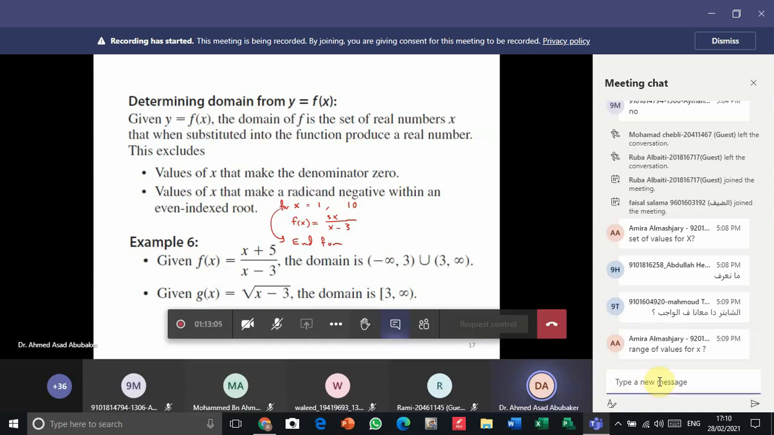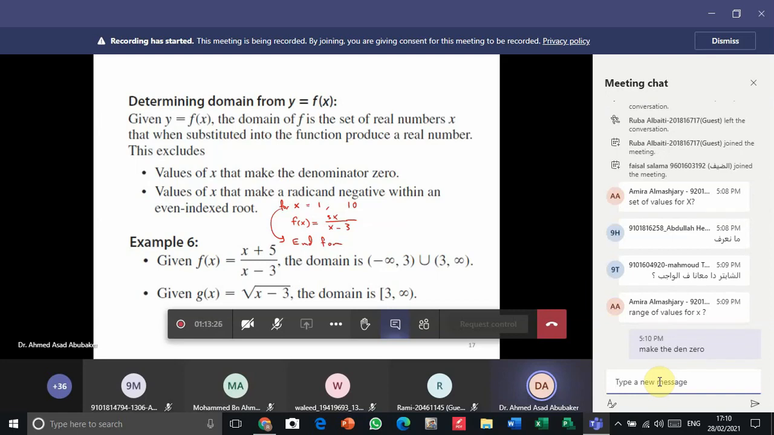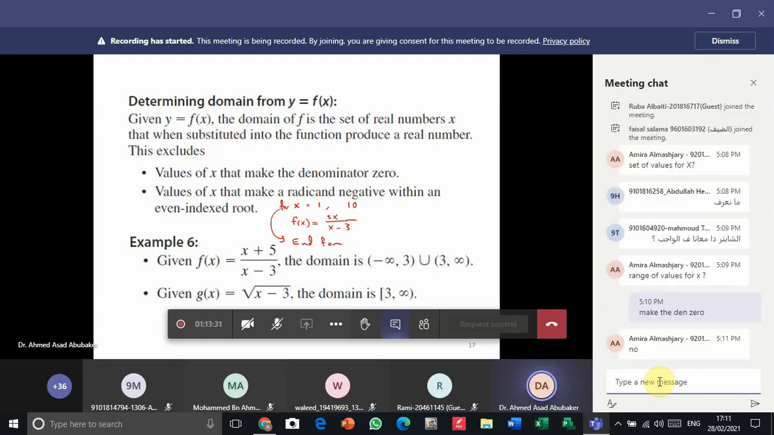We can substitute 1. We can substitute 2. But we cannot substitute 3. Why? Because we have 3 multiply 3, 9 over 3 minus 3, 0. 9 over 0. This is undefined. So this is incorrect for a loop.